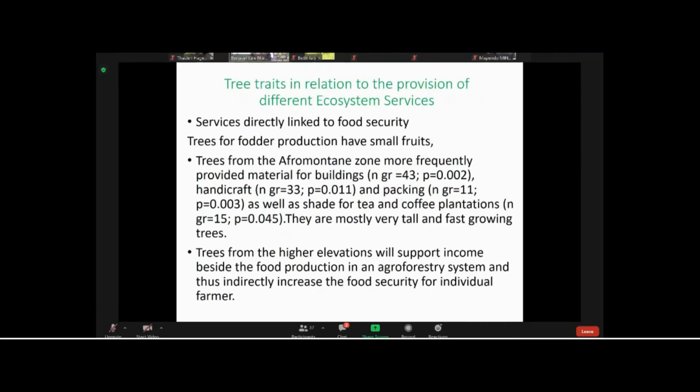And here we have the different traits and the ecosystem services. We find that the services are directly linked to food security, which are the fodder production and small foods. And the trees from Montane zones more frequently provide the materials for building, handicrafts, patching materials, as well as shade for tea and coffee plantation. They are mostly very tall and fast growing tree species. And the tree species from the higher elevation will support income beside the food production in agroforestry systems, and thus indirectly increase the food security for individual farmers.